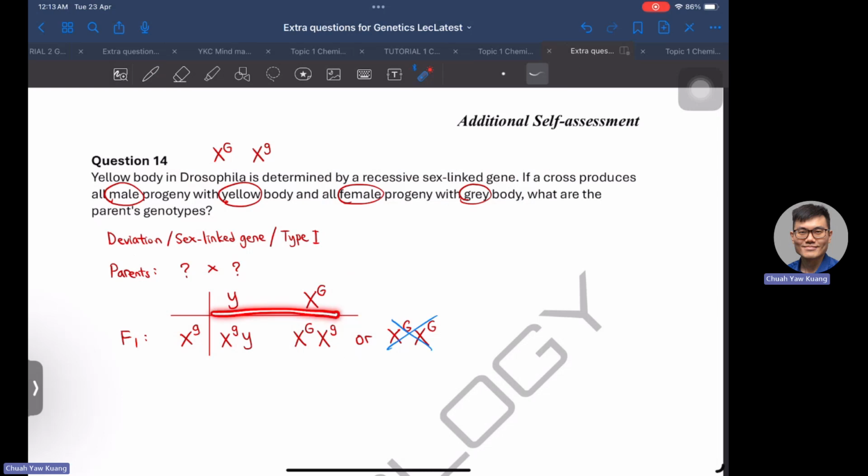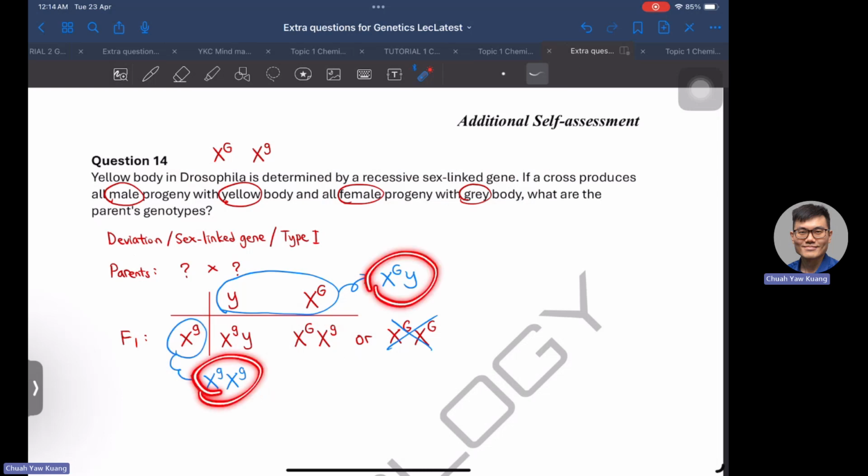This is definitely from one parent, so this would be the male parent. The male parent must be X G Y. Why? Then only can they give rise to two types of gamete. The female parent must be both X recessive, and then only can this parent give rise to only one type of gamete. So now we have found the two parents.